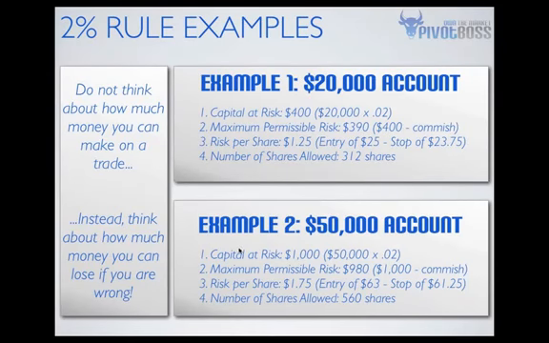Let's look at example 2, $50,000 account. Capital at risk, $1,000. $50,000 times 0.02 gives you $1,000. Maximum permissible risk is $1,000 minus commission and slippage. That gives you $980 as your maximum permissible risk. Divide 980 by your risk per share of 1.75, and that gives you a maximum number of shares you can trade of 560 shares. If you stop out on the full amount of those 560 shares, you lose $1,000 only, which is 2% of your account. That's how you employ that rule.